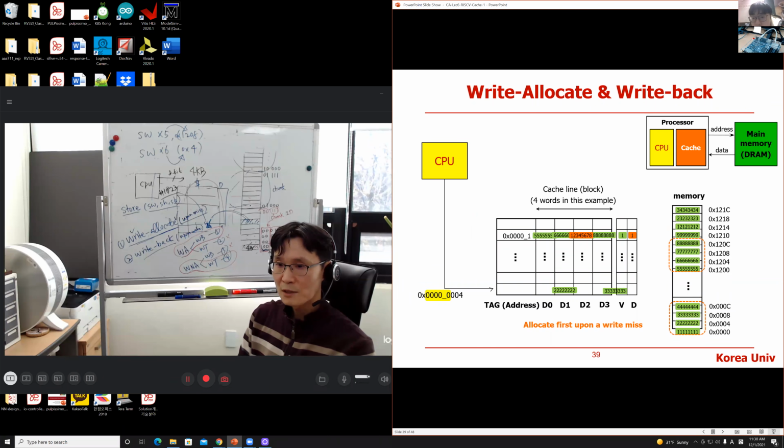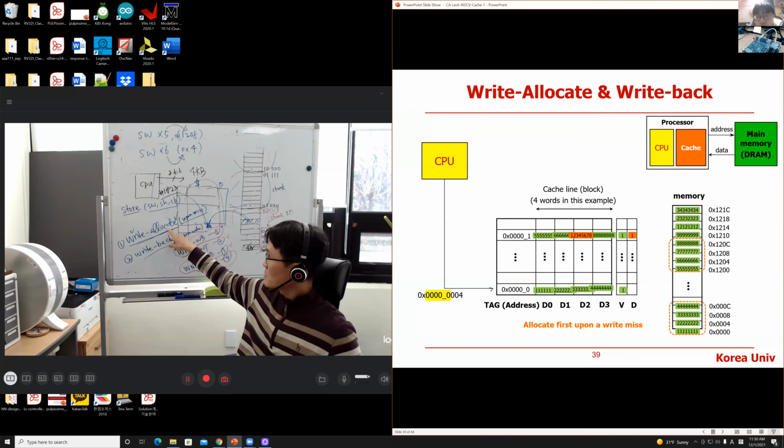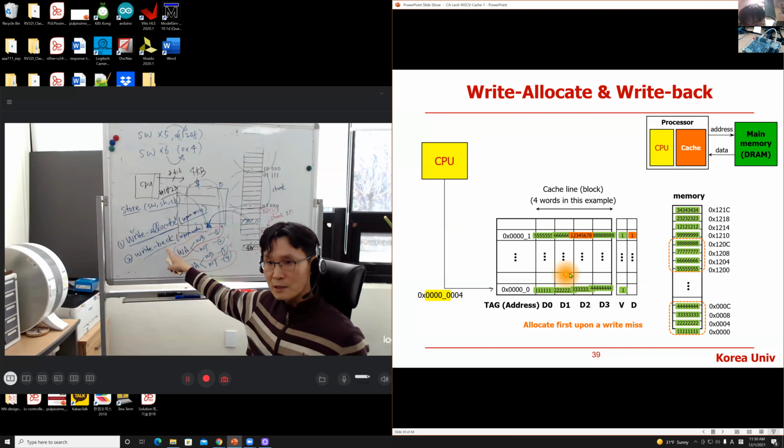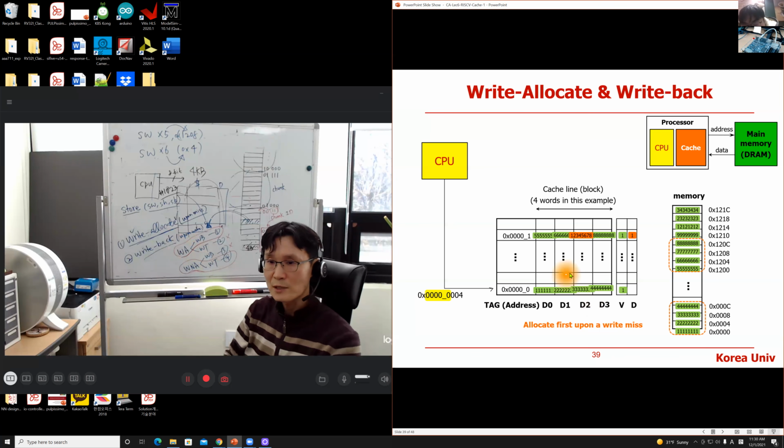Okay, 2, 3, 4, 1. Then record chunk ID, right? Chunk ID. Then set validity to 1, and dirty bit is not set. Okay, so go back. So we just allocated memory block to the cache. Okay, then you have to update, do write operation.